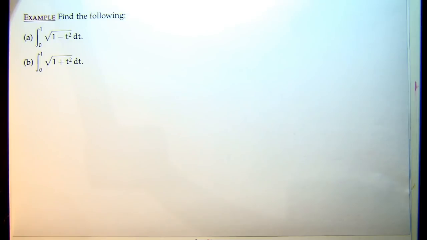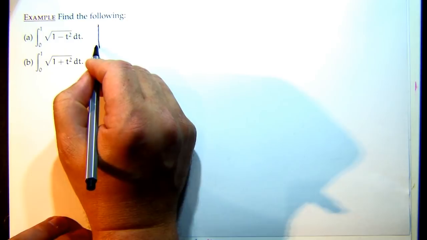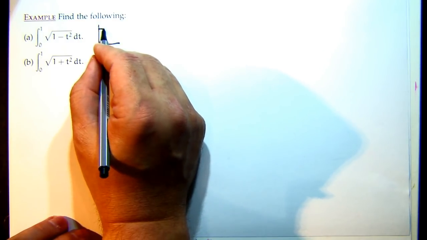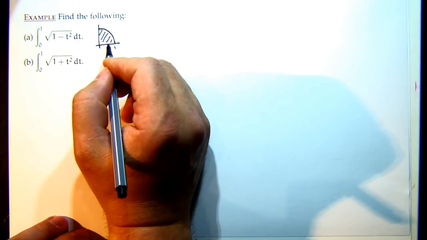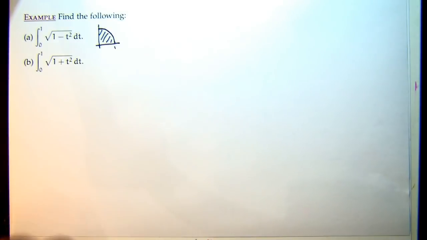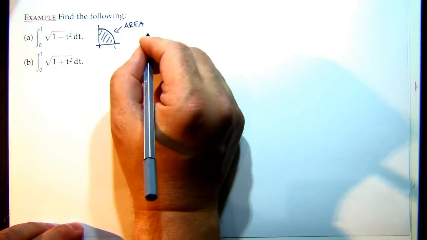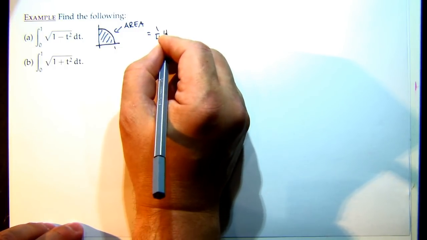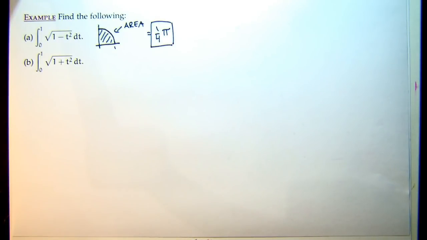Okay, so part A, find the integral from 0 to 1 of square root of 1 minus t squared. Well, we've actually done this before. Because if you think of what square root of 1 minus t squared looks like, from 0 to 1, it's a quarter of a circle. So I can use geometry and say, well, it's 1/4 of a circle of radius 1. So, since I know the area of a circle, I can conclude that this integral is 1/4 pi. Okay, so part A, that was pretty straightforward.